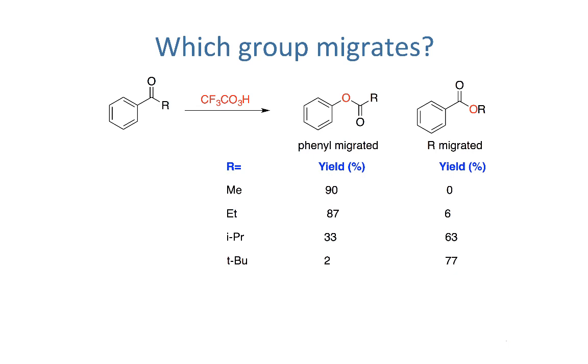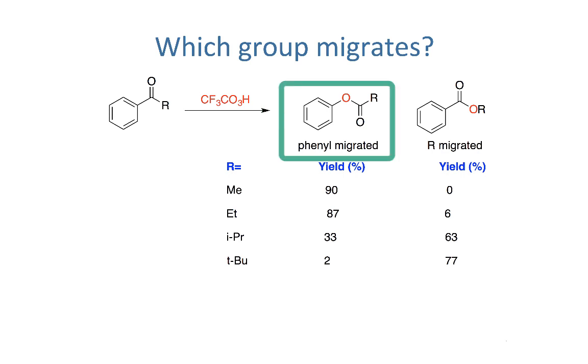In this video, we'll analyze which groups migrate most readily in the Baeyer-Villiger reaction. At the top left of the slide, you'll see the ketones substituted on one side with a phenyl group and on the other side with an R group, which could be methyl, Me, ethyl, Et, isopropyl, iPr, or tert-butyl, tBu. Trifluoromethyl peroxy acid is the oxidant.